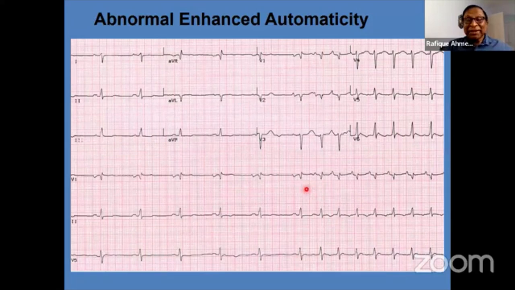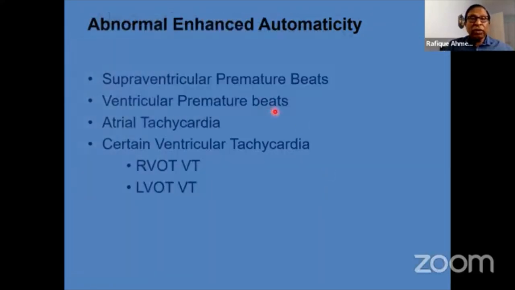The most common mechanism of atrial tachycardia is enhanced automaticity, but it can also be reentry. So what are the types of enhanced automaticity? Supraventricular premature beats, ventricular premature beats, some forms of atrial tachycardia, and these two types of ventricular tachycardia, right ventricular outflow tract and left ventricular outflow tract tachycardia. These can be automatic in nature.